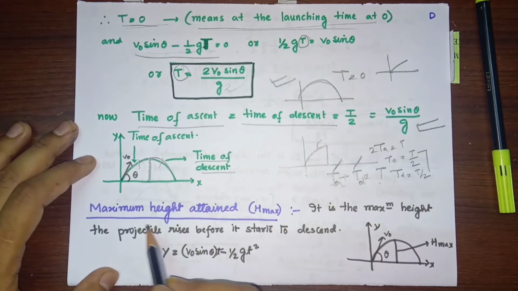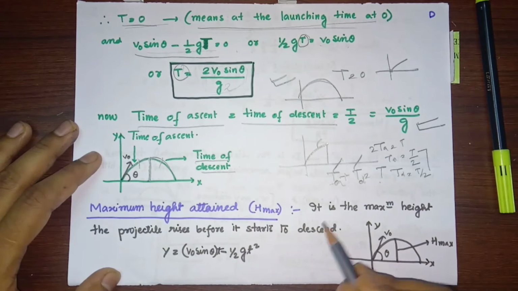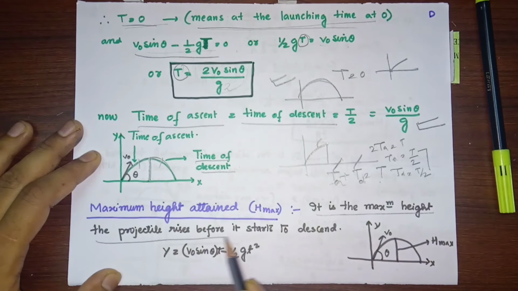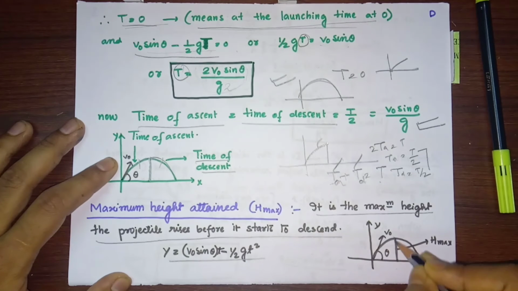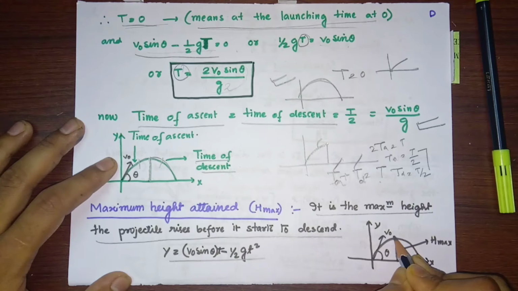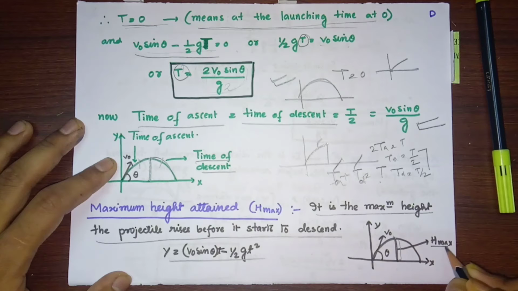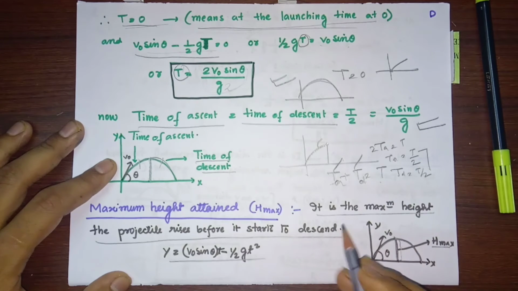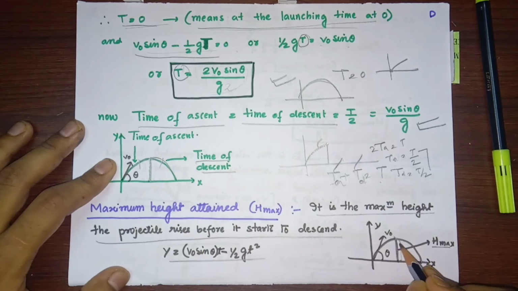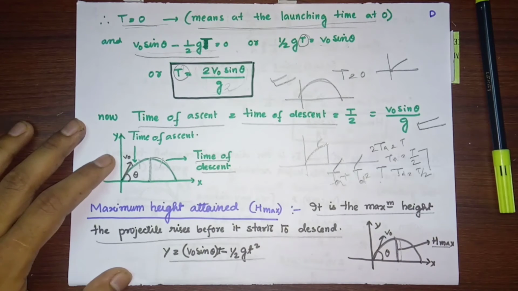Now let us talk about the maximum height attained. It is the maximum height the projectile rises before it starts to descend. So when it starts from here, this is the maximum height, h max. This is the point from which it starts to descend. Corresponding to this point, perpendicular to the x-axis, the height is h max. So this is the maximum height of the projectile, the height it reaches before it starts descending.